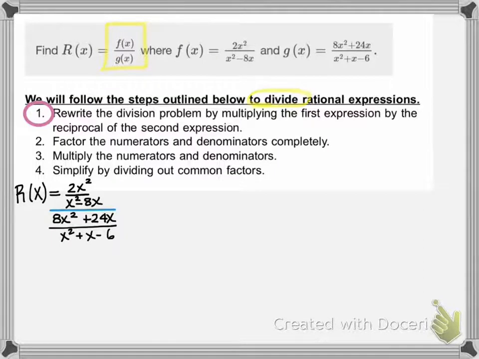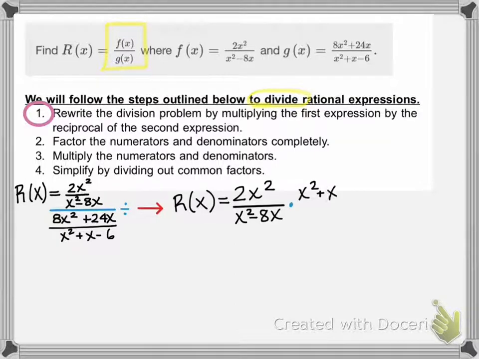I know this is a complex fraction because I have one main fraction bar. That's the fraction bar I drew in blue. And the numerator is its own fraction and the denominator is its own fraction. Now this main fraction bar means division. So when I rewrite this problem, I'm going to rewrite it as the first rational expression times the reciprocal of the second rational expression, because really what I'm doing here is one fraction divided by another fraction. So my r of x function is 2x squared over x squared minus 8x times, and now I'm going to do the reciprocal of the g of x function. So x squared plus x minus 6 over 8x squared plus 24x.